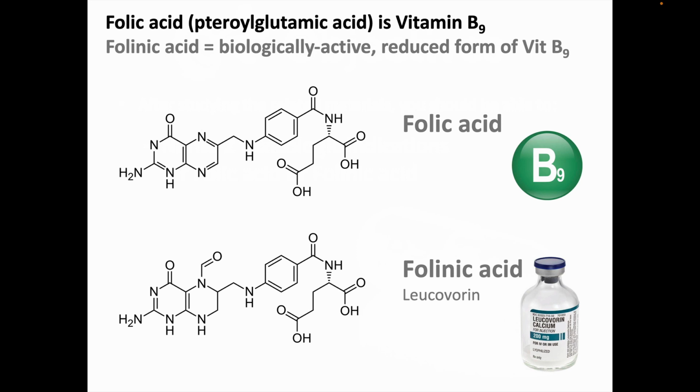Folic acid has a couple of alternate names: pteroyl glutamic acid and vitamin B9. Folinic acid is the biologically active reduced form of folic acid and is also called leucovorin. So both of these products are commercially available, and they serve virtually the same purpose in clinical toxicology, which is to help restore normal folate-dependent intermediary metabolism in cases where other agents are interfering with it.